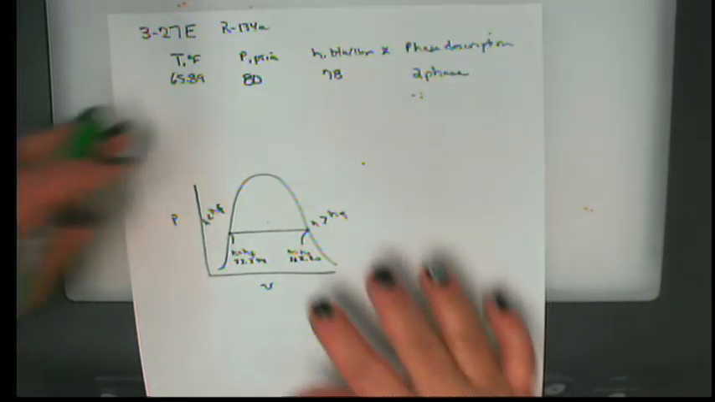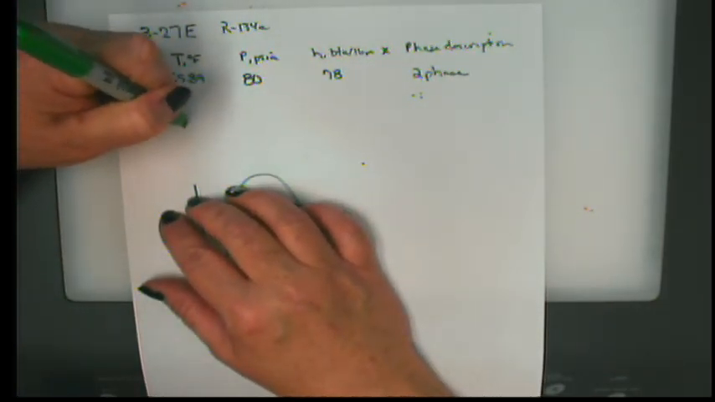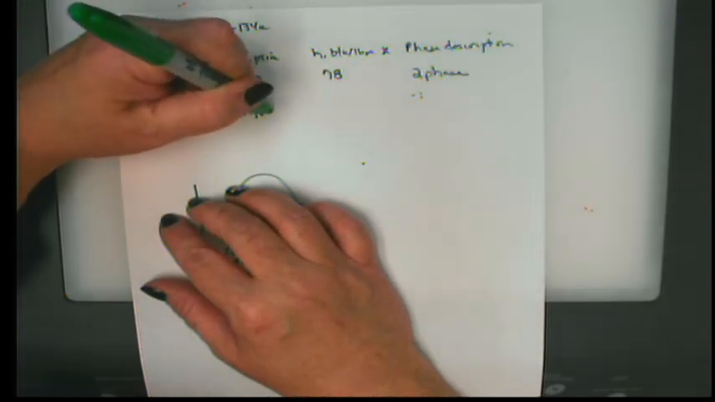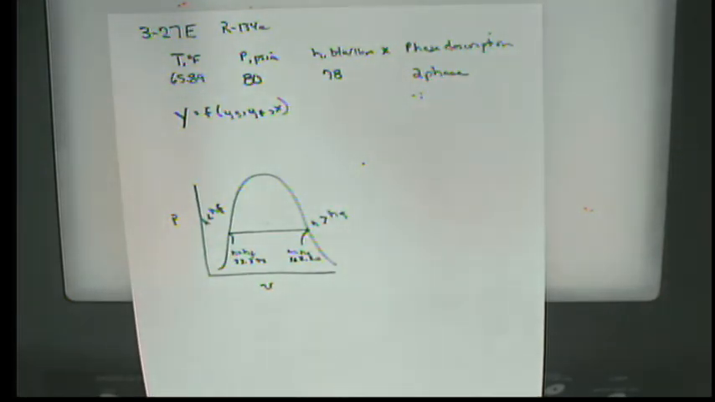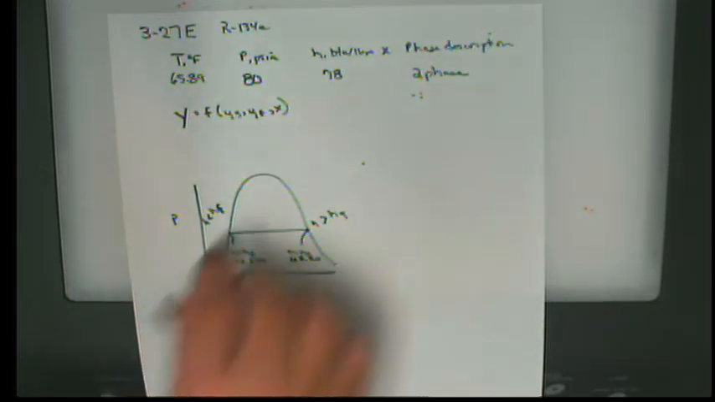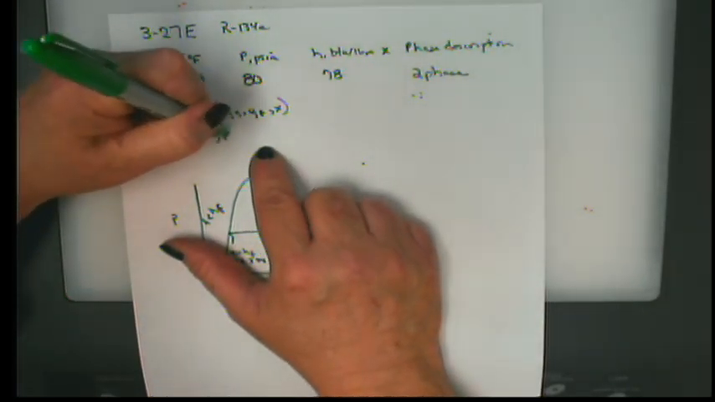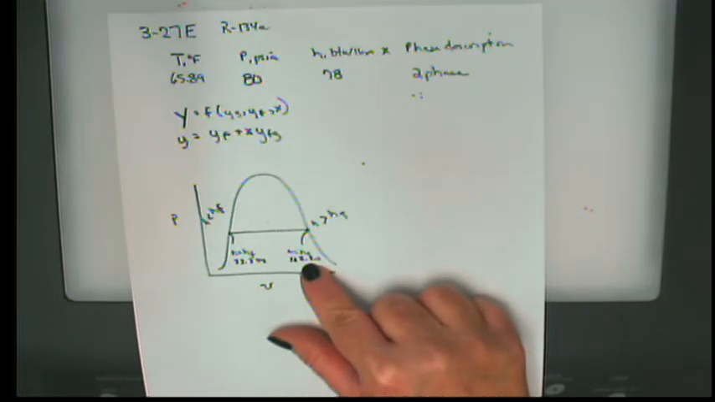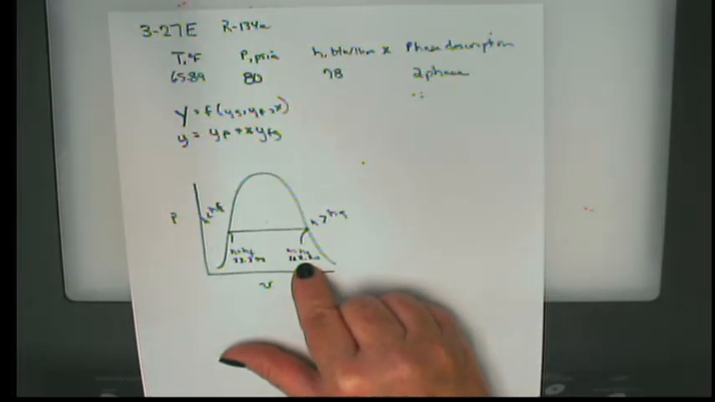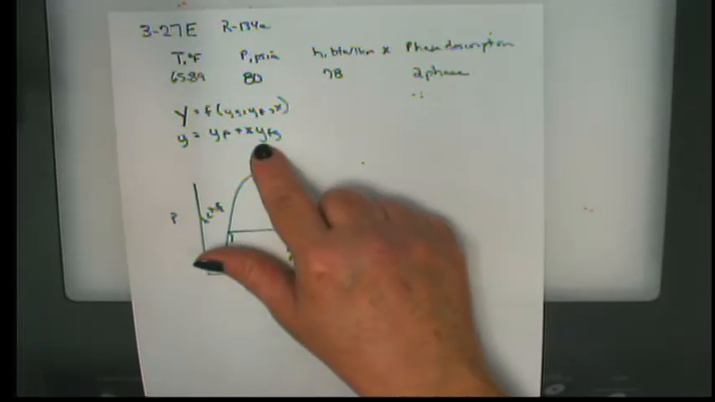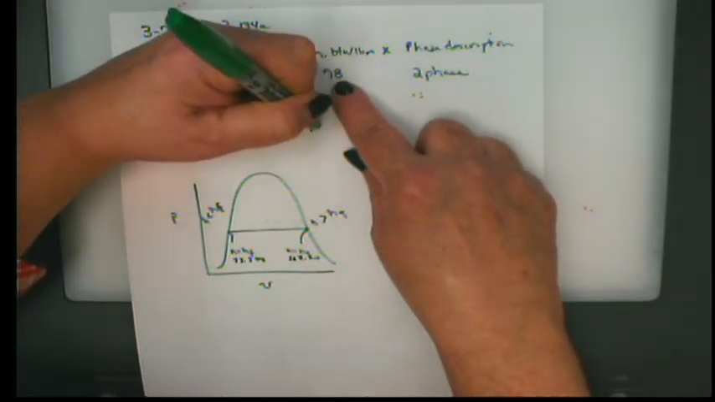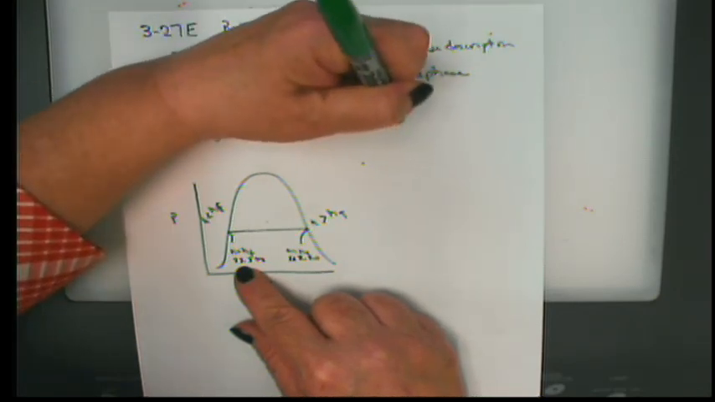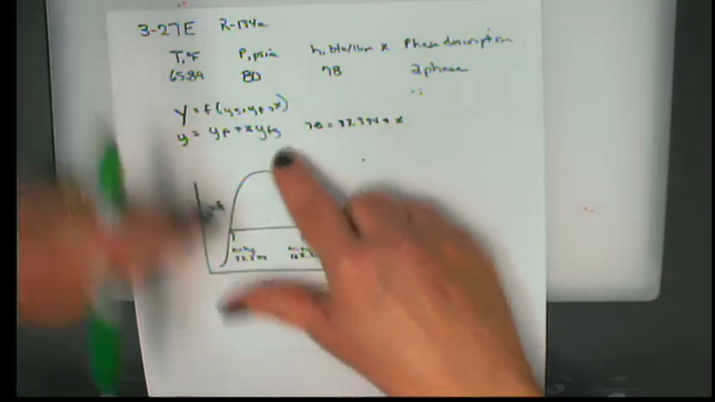Okay. So if you recall, we had an equation that said any thermodynamic property is a function of Y sub G, Y sub F, and X, right? And we wrote out that equation in this form, that Y is equal to Y sub F plus X times Y sub FG, where this is the difference between the property of the 100% saturated gas and the 0% saturated gas. So my Y value is 78. My Y sub F value is 33.394. And this is equal to this plus X, which is my unknown, times the difference between these two.